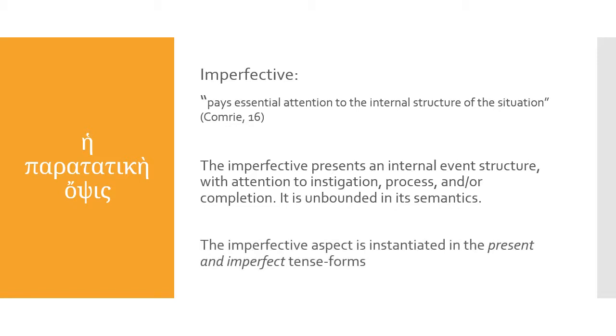The imperfective aspect is instantiated in the present and imperfect tense forms. So the present and the imperfect tense forms form a pair. And that's why outside the indicative, you don't find present and imperfect participles, for example. You just find present participles because they're imperfective participles.